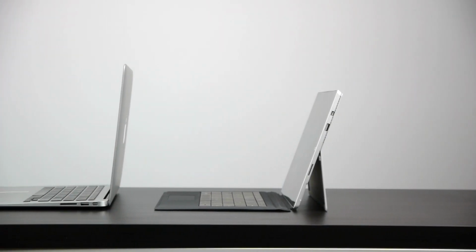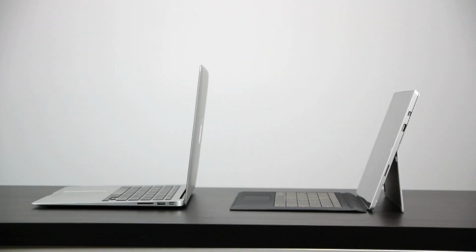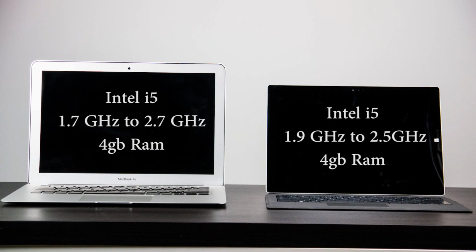Now next we're going to take a look at the internal specifications of both these two configurations. On the Surface Pro 3, we actually have the upgraded i5 processor, which is clocked at about 1.9 gigahertz and can turbo up to 2.5 gigahertz, and that is a dual core processor with 4 gigs of DDR3. On the MacBook Air side, we also have a very similar i5. It's also a dual core. It's clocked a little bit lower, but it can turbo a little bit higher up to 2.7 gigahertz, and it also has 4 gigs of DDR3 RAM.